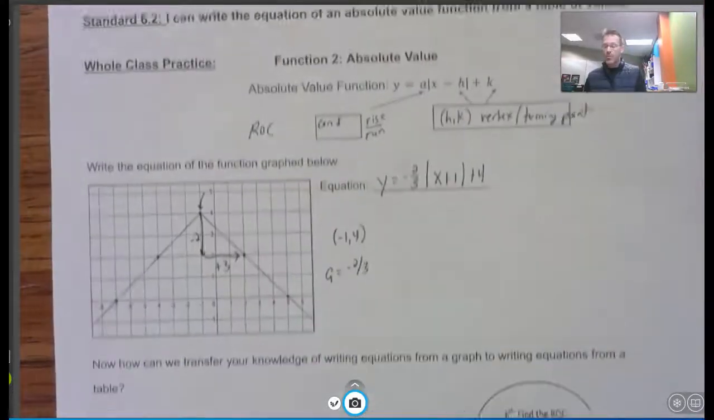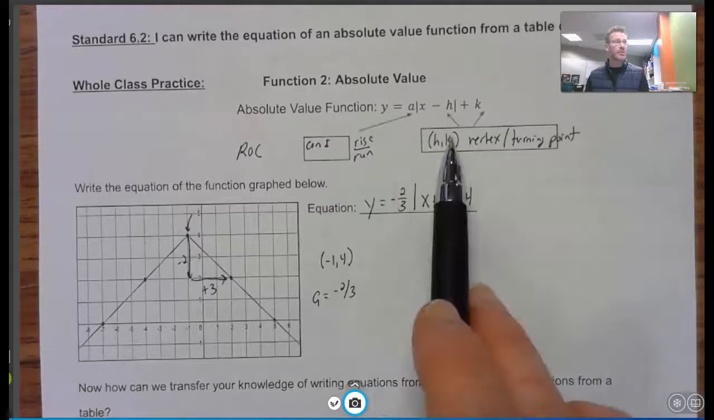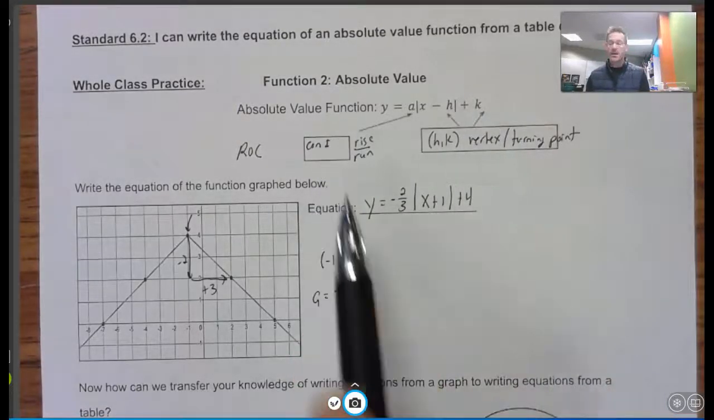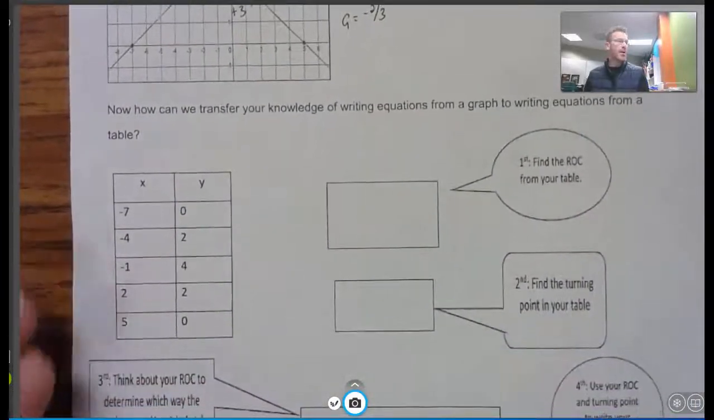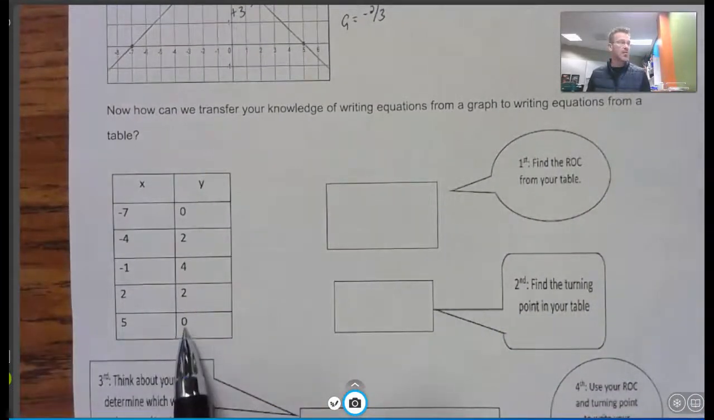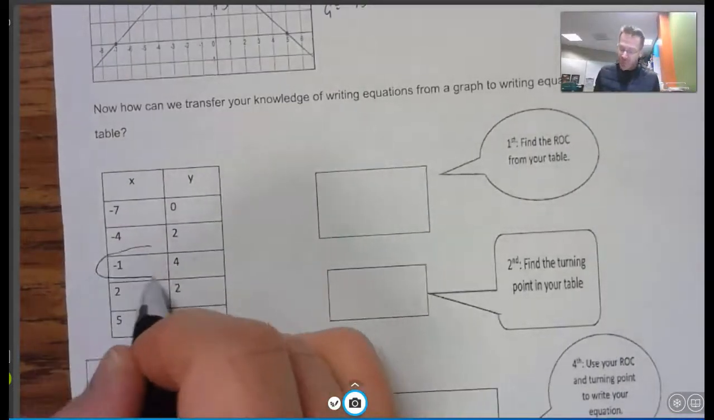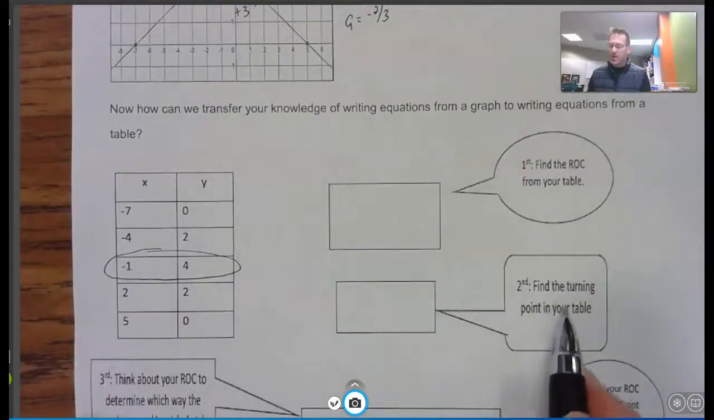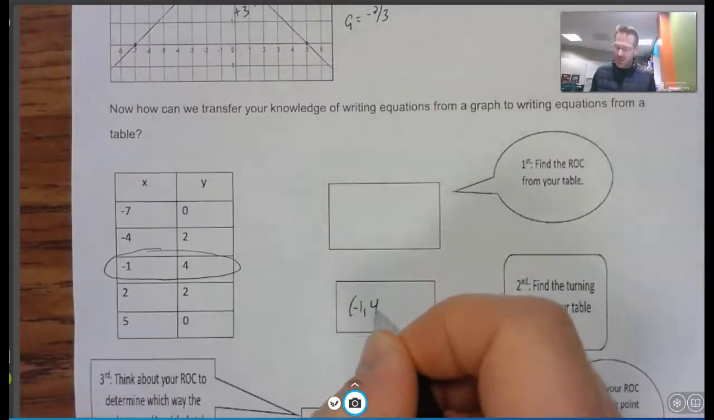So now, if we're going to write the equation from a table, we still need all of this information. We still need to find the turning point. We still need to find the rate of change. So now let's do that. I'm going to scan my table and look for a turning point first. And notice I see that (-1, 4) is my turning point. So even though we say find the turning point second, we're really looking for that first because that's our normal progression. So negative 1, 4.